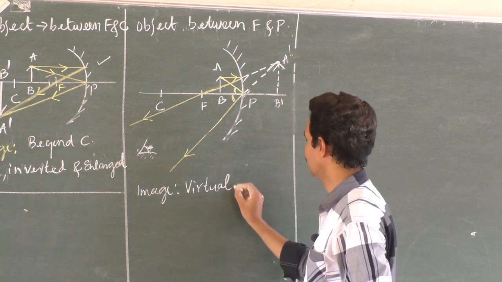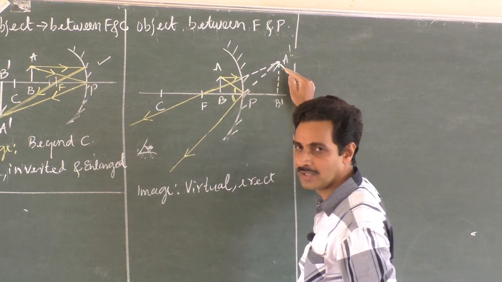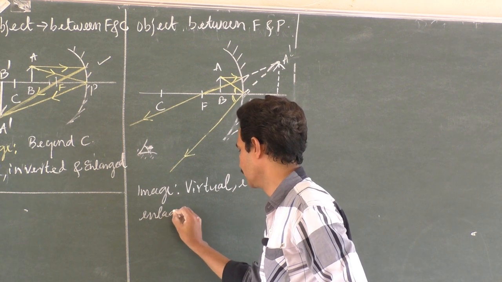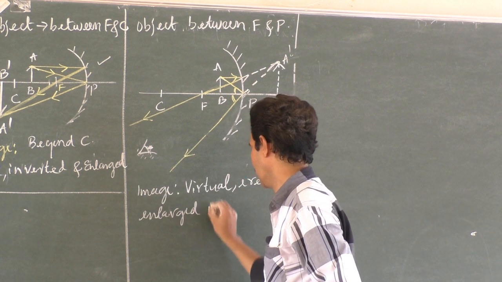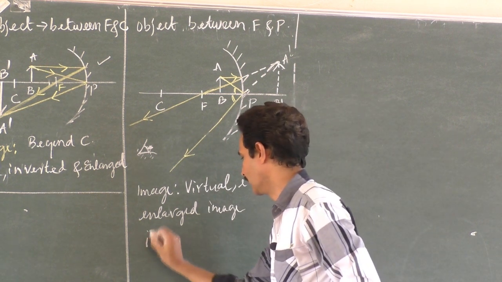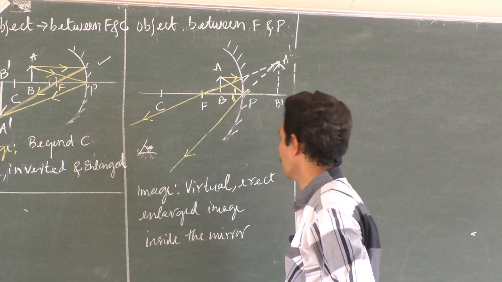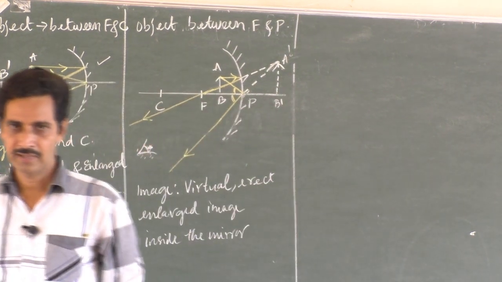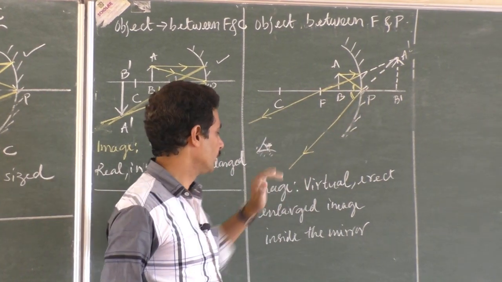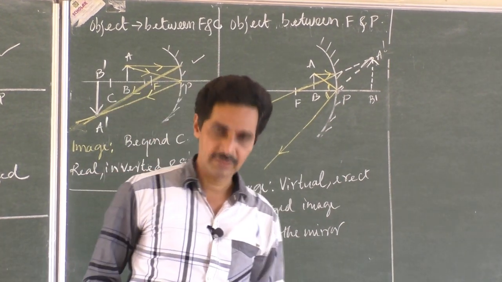and erect, because you have the candle flame here, image flame here at the same place. Virtual, erect and enlarged image is formed. Enlarged image. So where is the position? Inside the mirror, on the other side of the mirror, the other side of the object, where it is kept on this side, the other side we have the image. So virtual, enlarged, erect image, formed inside the mirror.